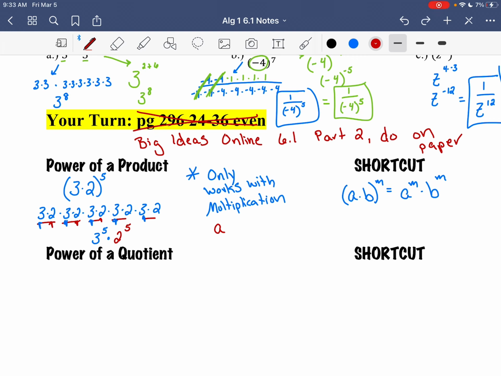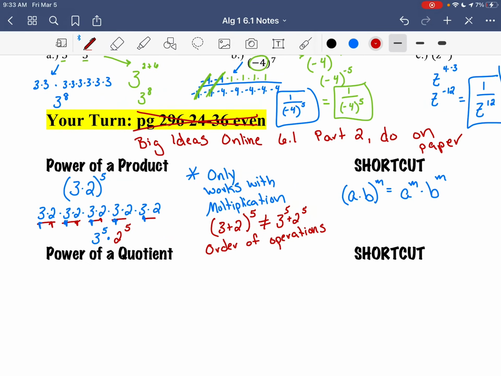okay, let's actually put numbers to these. I think that'll help. If I have 3 plus 2 to the 5th, this does not equal 3 to the 5th plus 2 to the 5th. Because of order of operations. Order of operations says you have to do what's inside that parentheses first, or you have to do the adding before you do the multiplying.